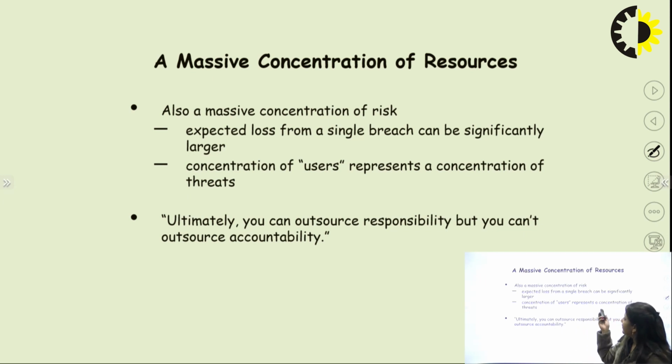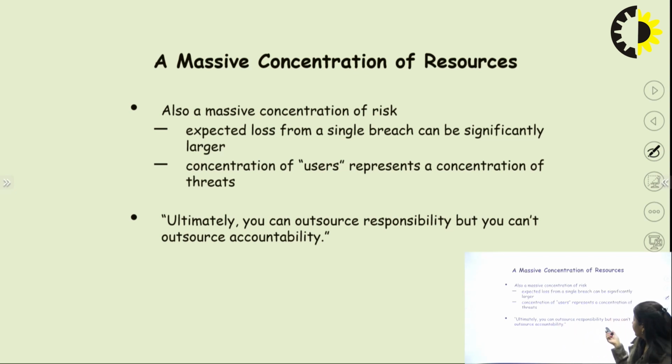Also, with massive concentration of risk, the expected loss from a single breach can be significantly larger, and concentration of users represents concentration of threats. We all know that the services are multi-tenant, so many users share the same services. If a user is trying to access data that is not his or her data, how can we ensure the authenticity of the user? How can we ensure the privacy of the user data? There can also be some loss of data.